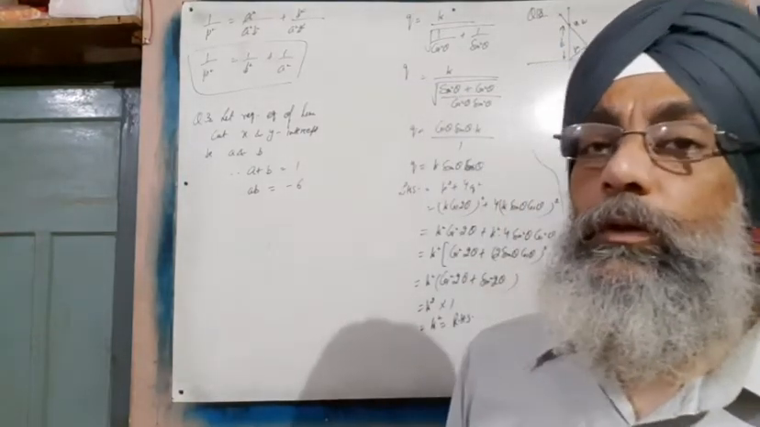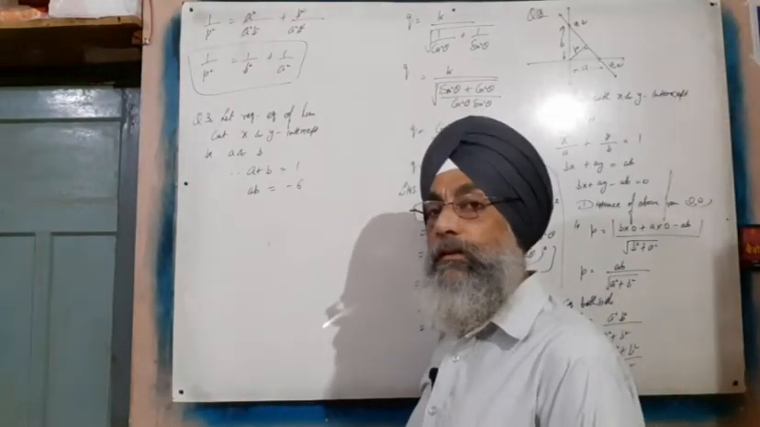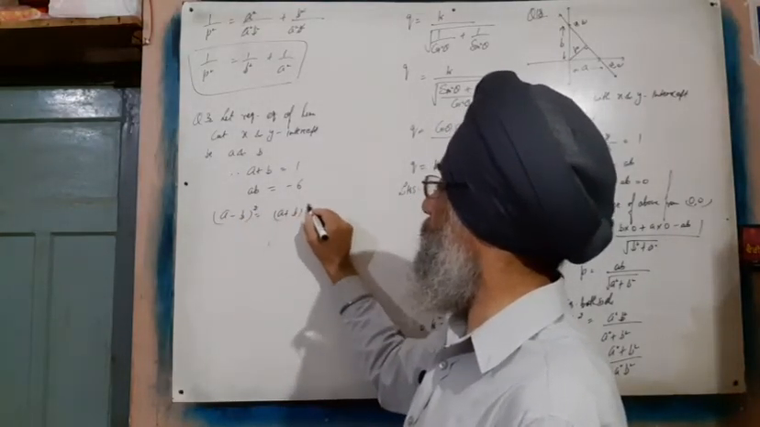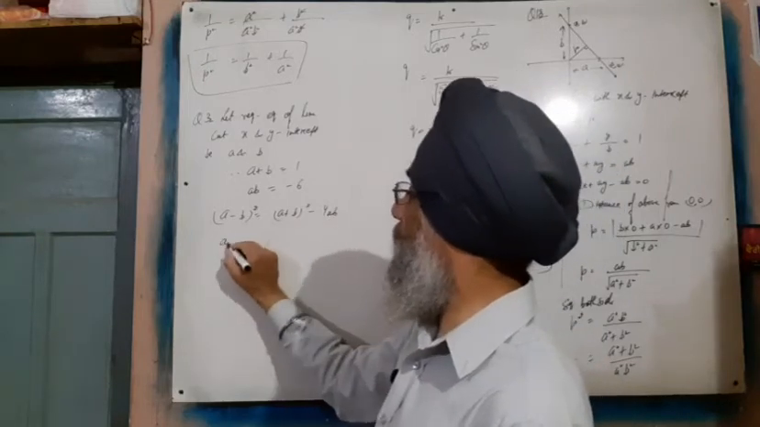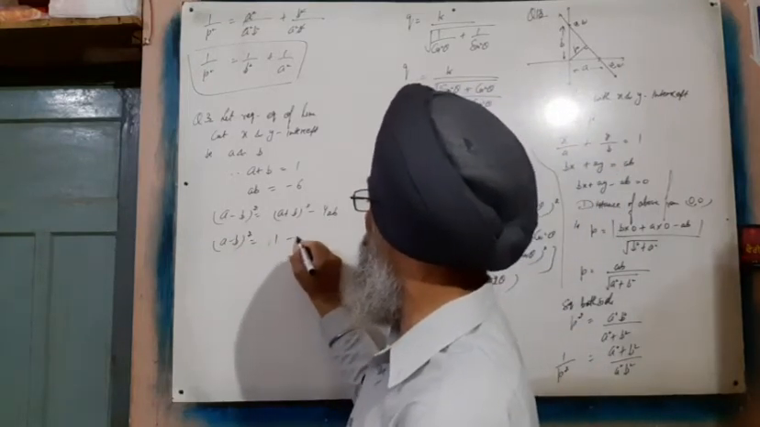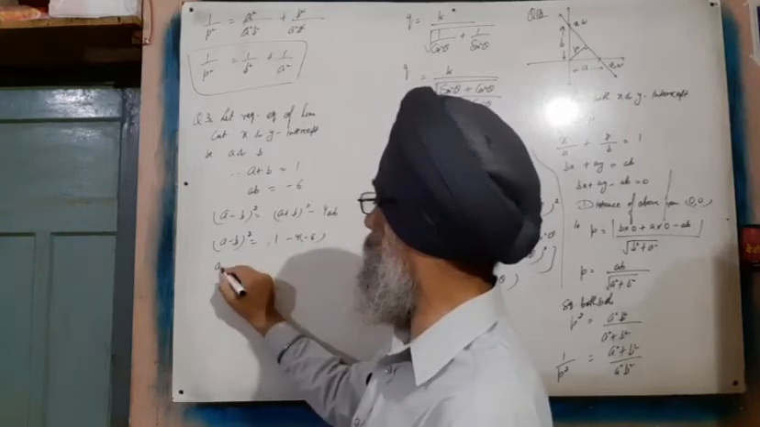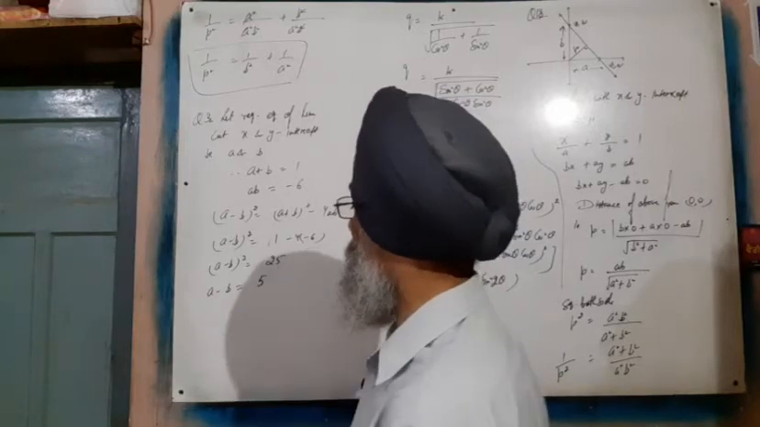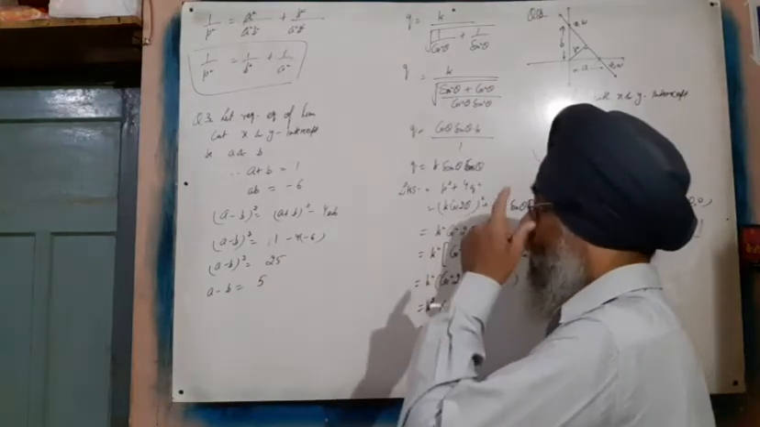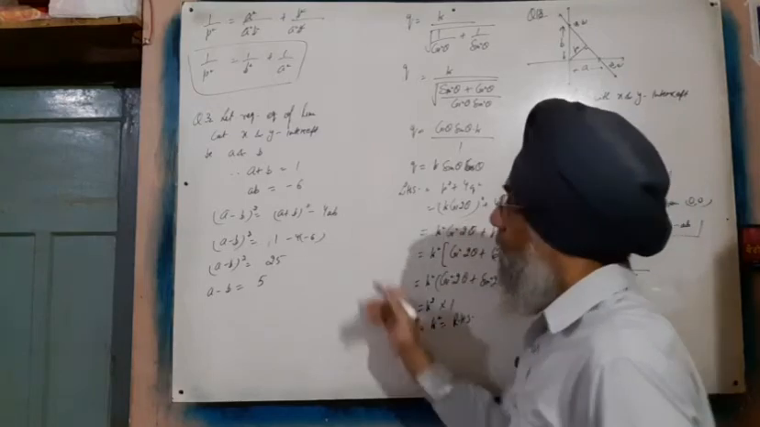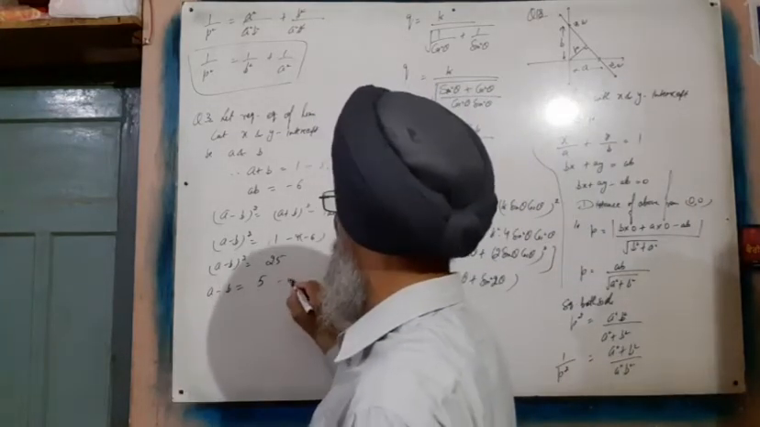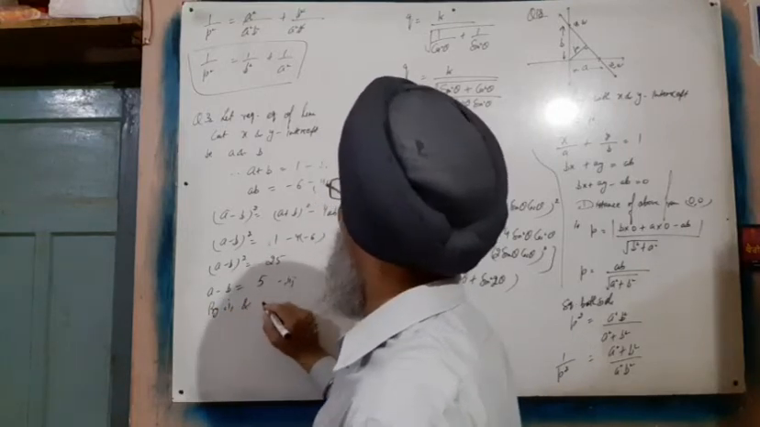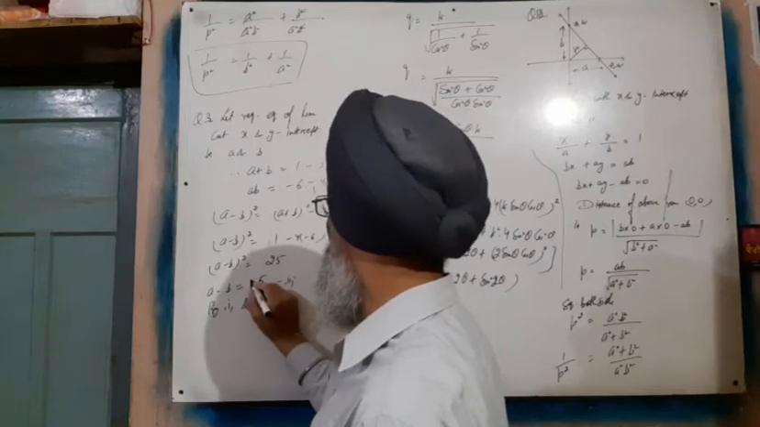Now sum and product are given to us. First we find the difference of these intercepts, that is A minus B. A minus B whole square is equal to A plus B whole square minus 4AB, so 1 minus 4 into minus 6, it's 25. A minus B is equal to 5. So solving this, first and second, you can say it as third. By first and third, it is plus minus 5.